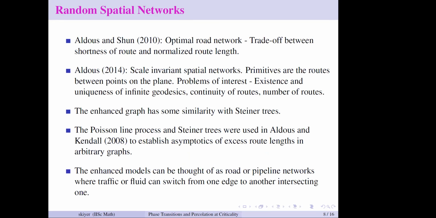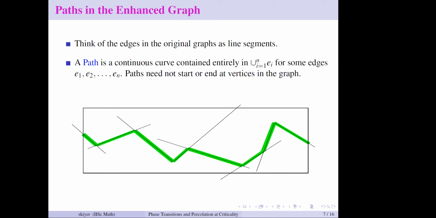And there are some other related models that have been looked at in literature. I will not spend too much time on this. The reason I'm putting this up is because there was a quick question. So when you put this line, do you maintain some kind of angle with horizontal lines, or how do you put this line? The endpoints of these lines are the points of my Poisson point process.